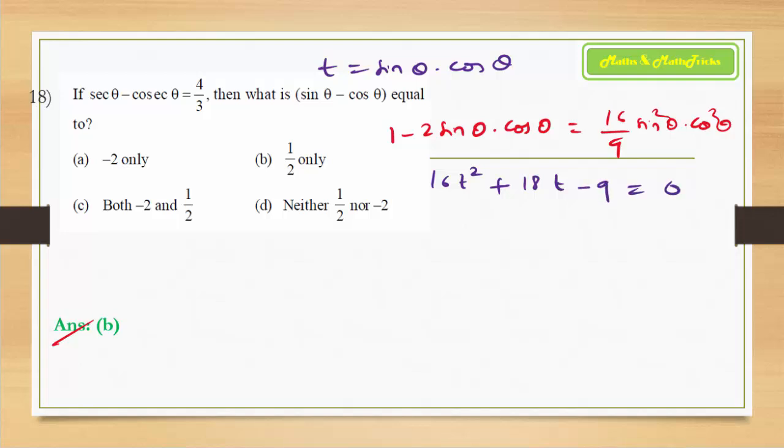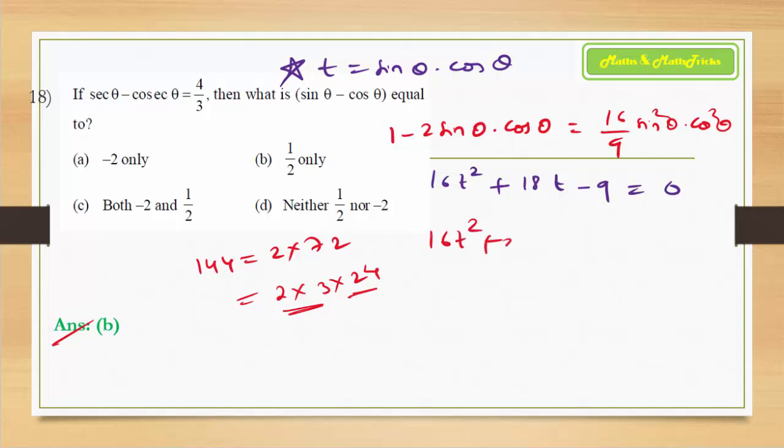This is the quadratic equation you will get by putting this t. So 16 nines are 144. So it's 2 sevens and 2s. Then we have 3 2s, right? Then 3 4s, 24. Yeah, 24 and 6. Right? So 16t square plus 24t minus 6t minus 9 is equal to 0.